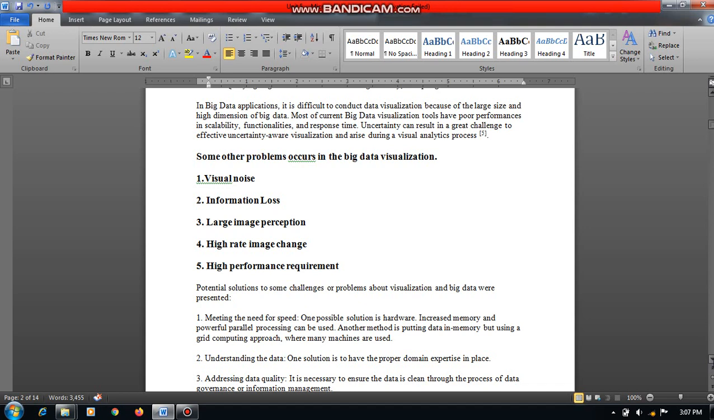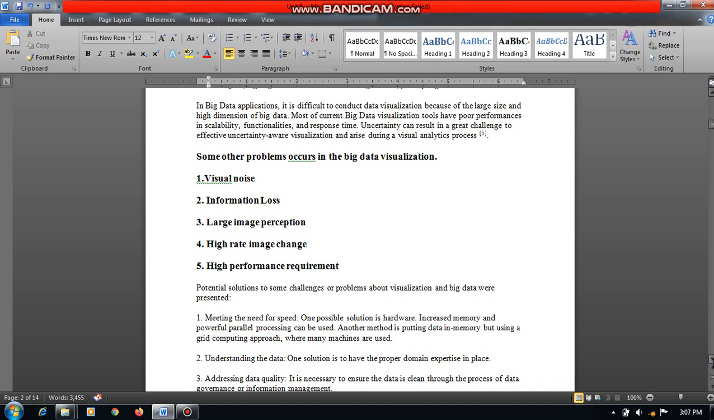So there are also solutions for the big data visualization problems, and these problems are: speeding up the process, understanding the data, addressing the data quality, displaying the meaningful results, and dealing with the outliers. So what are the solutions? First, speeding up the process. What is meant by speeding up the process? By using faster hardware we can speed up the analysis process.